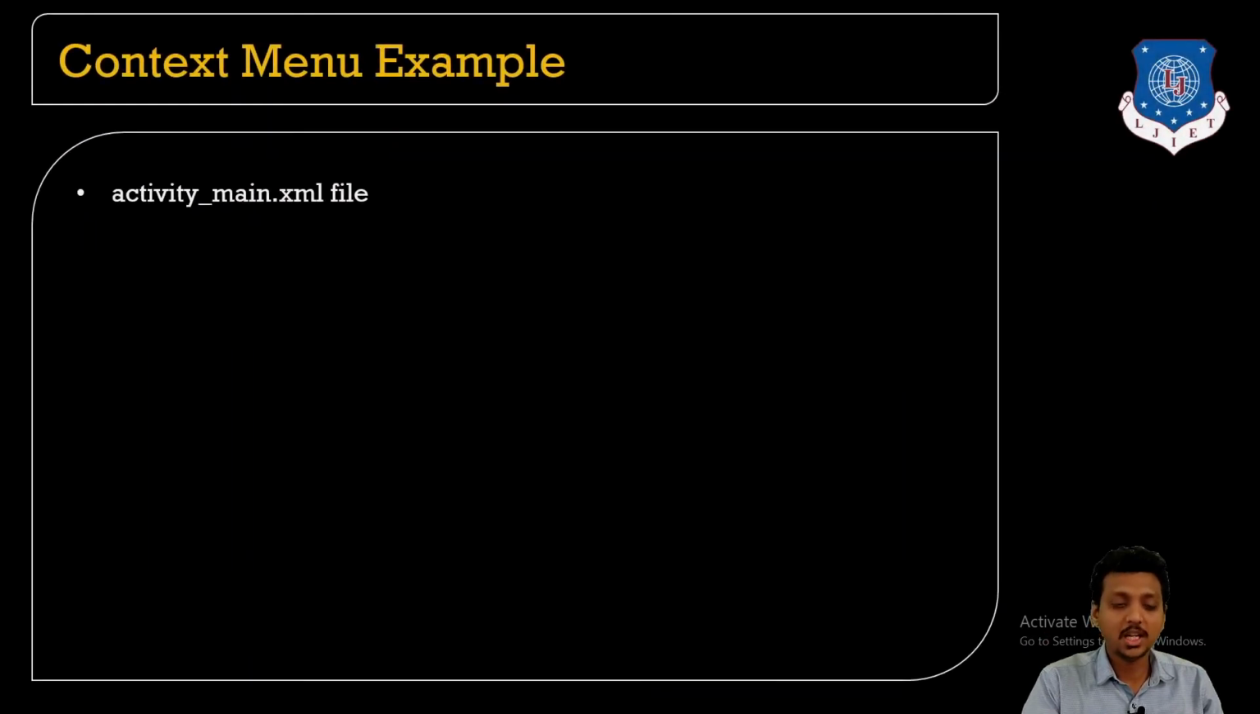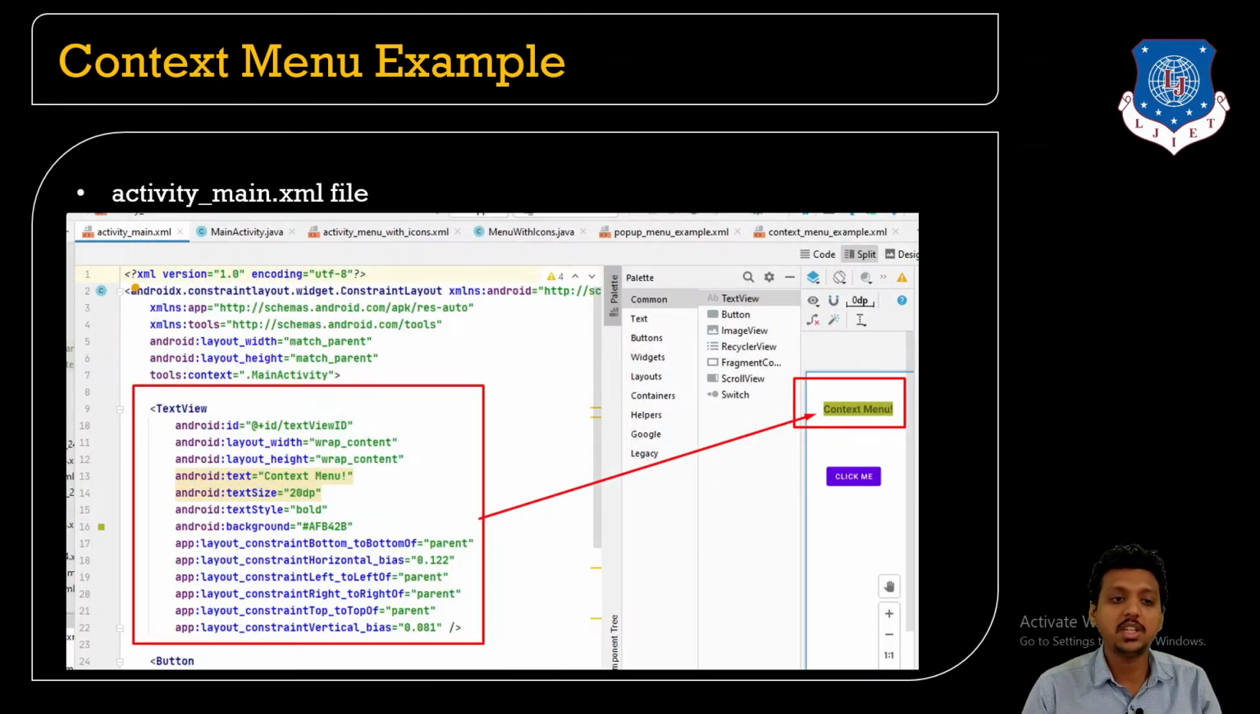So now let me show what we mean by the context menu. For the context menu, we already know that whenever you long press on any text view or any view item, a menu comes up on your screen. That is known as the context menu. For this, we need to make the activity_main.xml file. I'm going to design something.